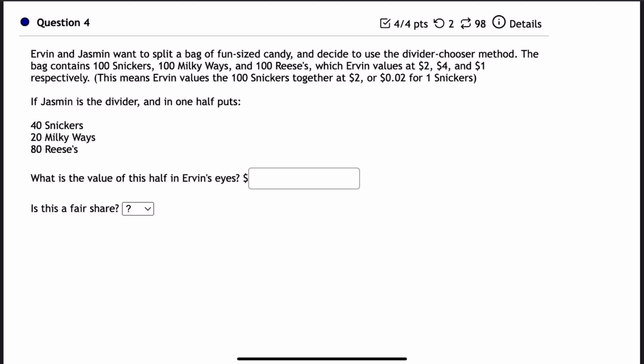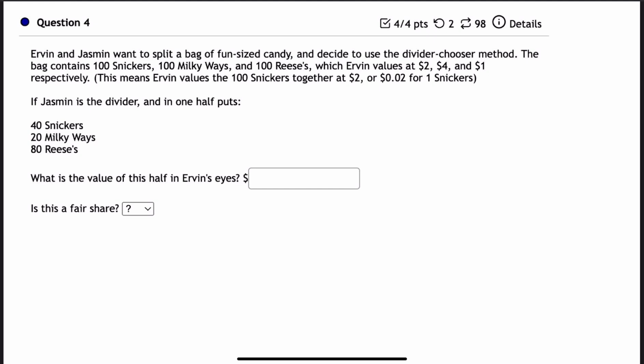This one is a little bit different from the other ones. We're still looking at dividing things up, and once again, it's being divided by a divider-chooser method with kind of thinking about fair share in one person's eyes. So we have Irvin and Jasmine. They want to split a bag of candy. And it's being divided up.